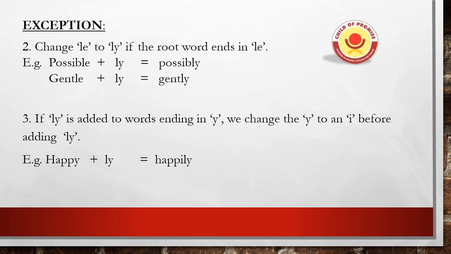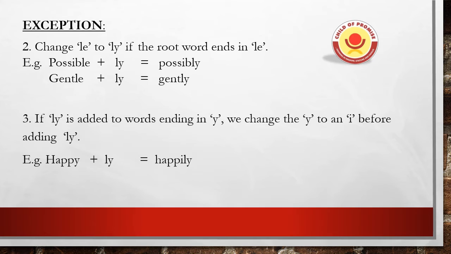Now there is an exception to that second rule. Remember that the second rule says any word that ends in the vowel E, you simply add ly to that word, like extreme, extremely. You don't have to change the last letter E, all right? There is an exception to that rule, which is what I want to explain now.